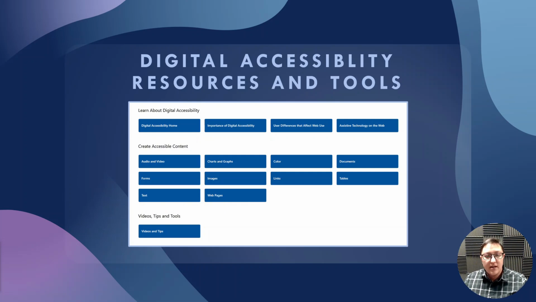And another resource that you have access to is the Digital Accessibility Resources and Tools. This can be found in Ernie, and this has a lot of information. It'll go more in depth than what I have today, but it has how you can learn about digital accessibility, how to create accessible content, and it goes into more depth, again, more items than what I went over. I went over basics, but this has everything you'll need, and it also has videos, tips, and tools that you can watch and look at as well.